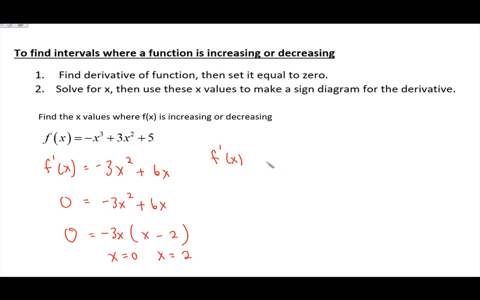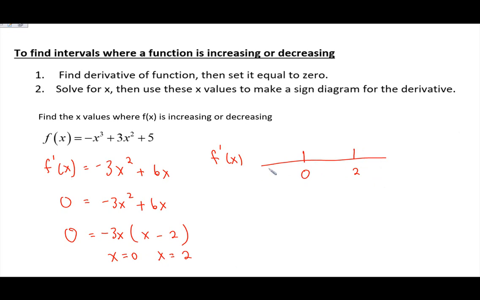Now, once you have these x values, what you need to do next is make a sign diagram of the derivative. So our sign diagram, we're using these x values. This is when the derivative will equal 0. But we don't want to know when it equals 0. We want to know when it's going to be positive or negative. So what you need to do is test some points.